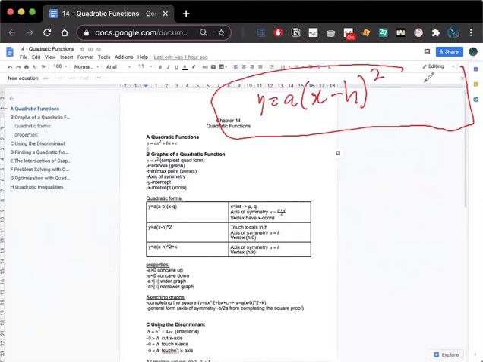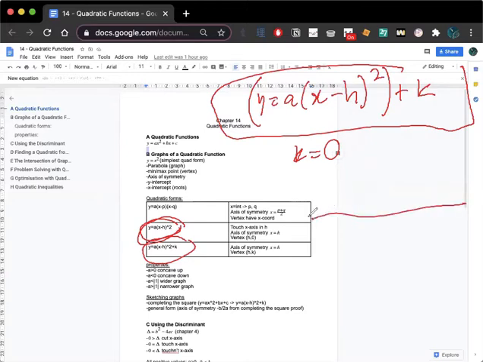Wait, actually, to write it more appropriately, it would be something like, let's just say this. So the difference between this and this is that in this version, the k is equal to 0. And basically, the purpose of the k is to kind of shift the graph.